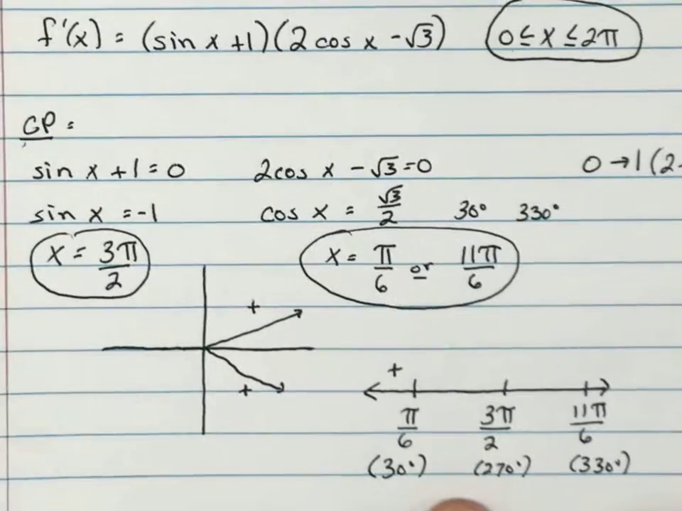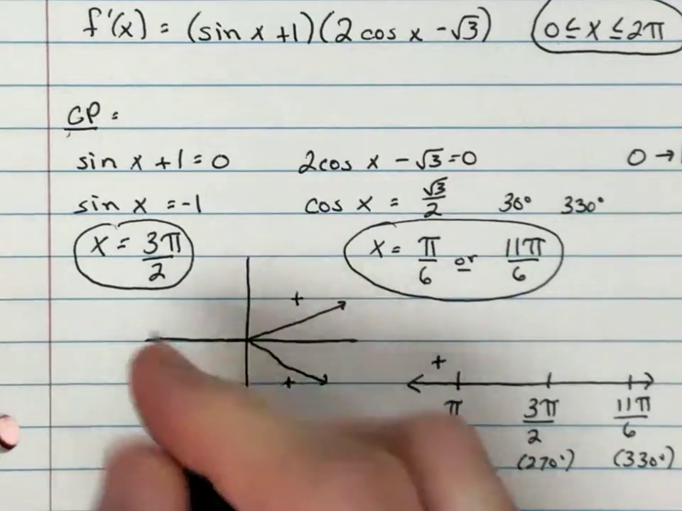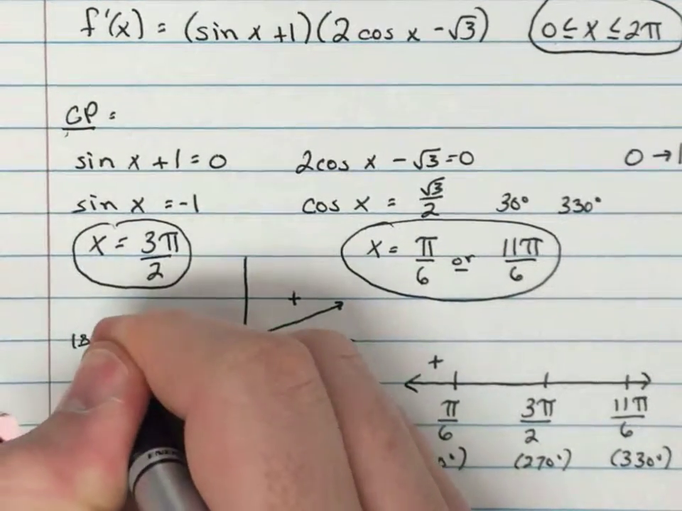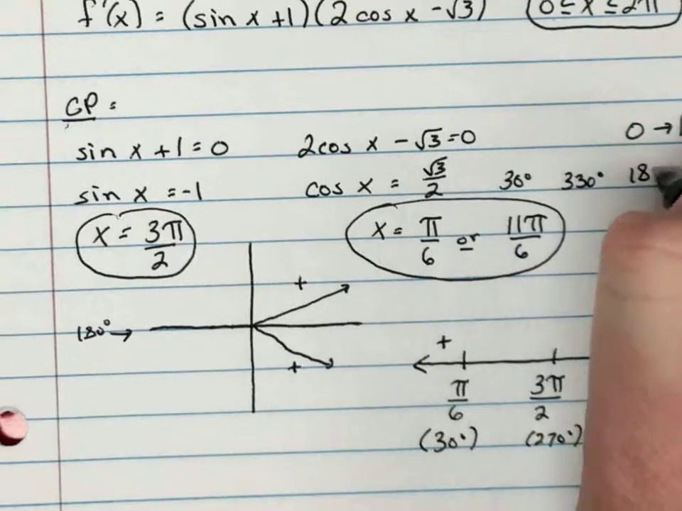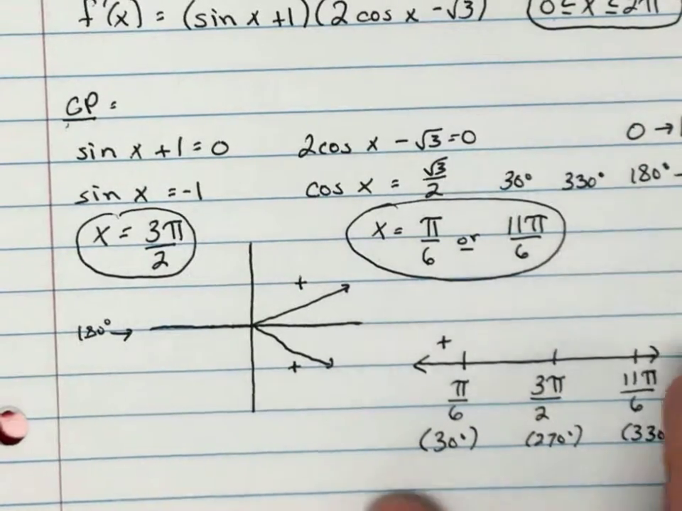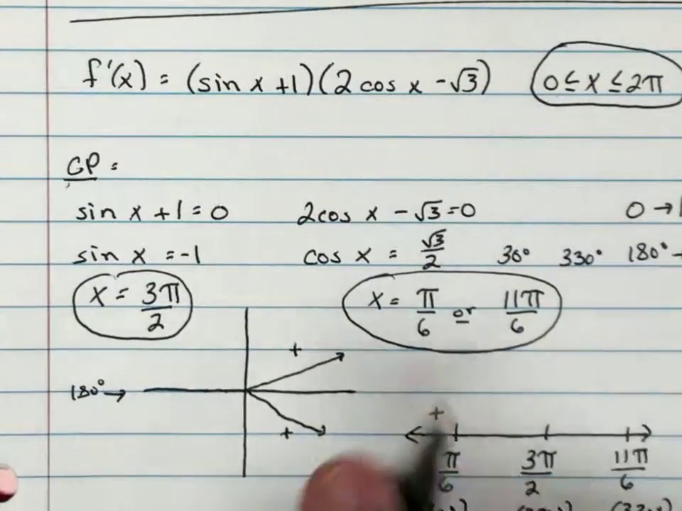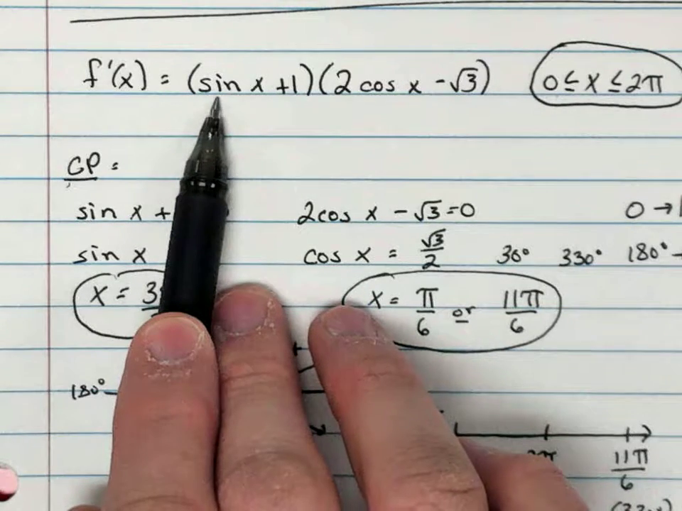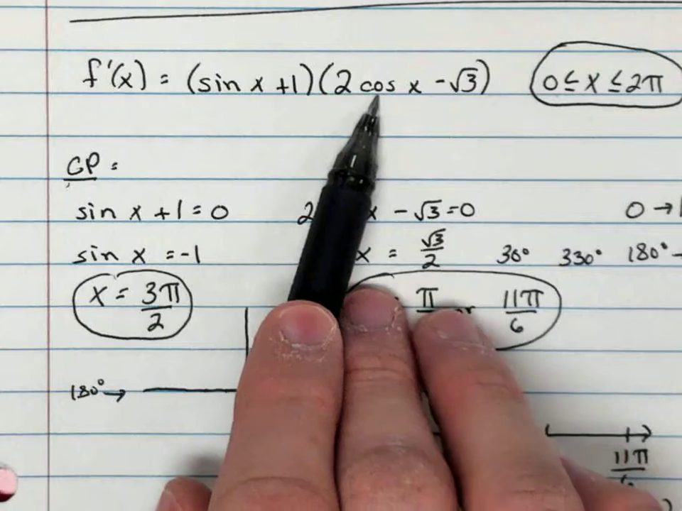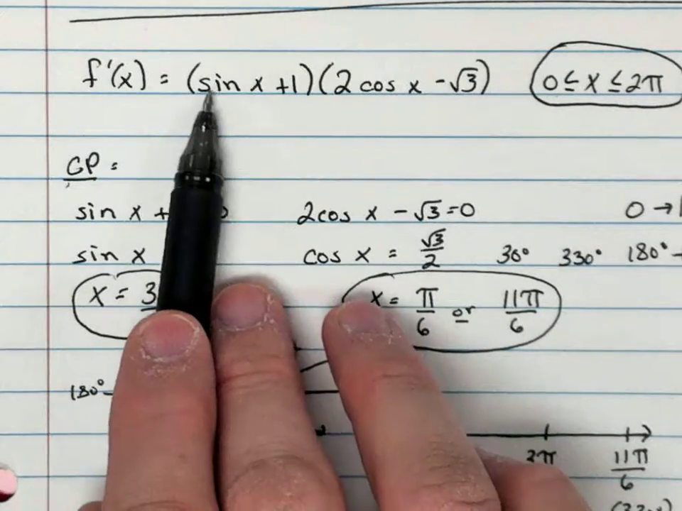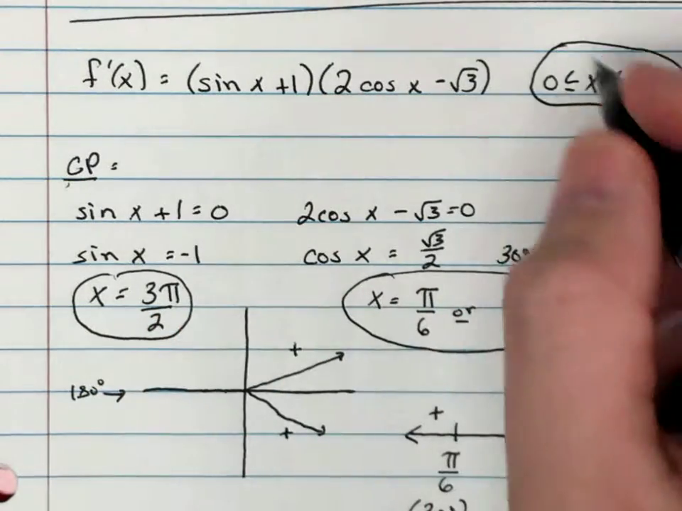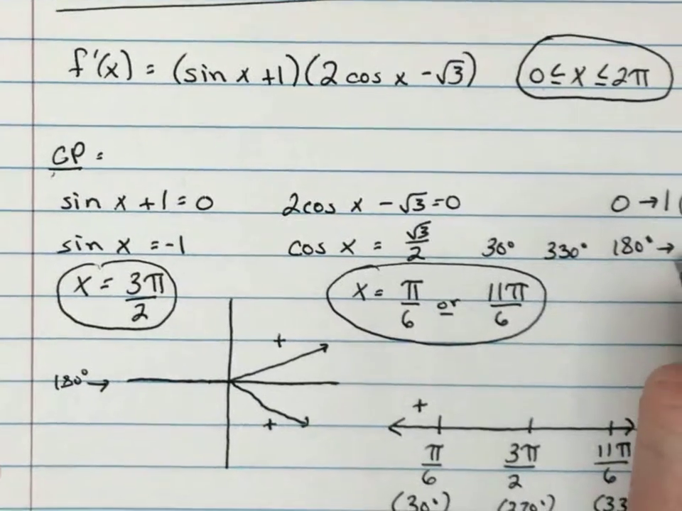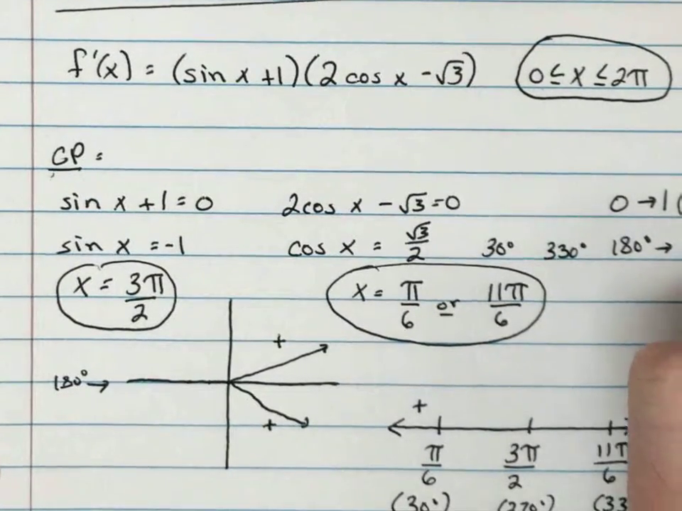Think about it and try to come up with something that would be easy to plug in, like 180 degrees. That's in that interval. And the reason 180 would be easy to plug in is because we know that the sine of 180 is 0, so that's going to be a little bit cleaner. And the cosine of 180 is negative 1. So sine of 180 is 0 plus 1, so let's plug that in. 0 plus 1 is 1.